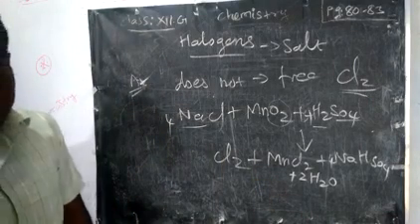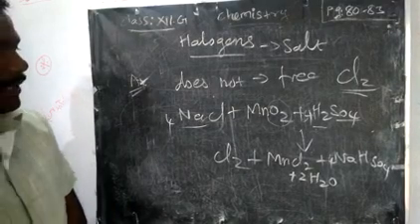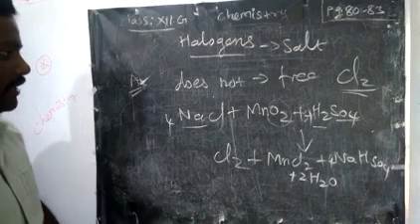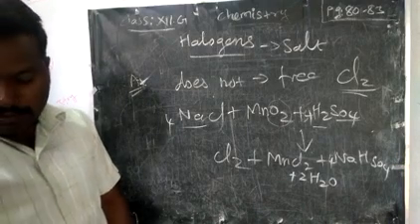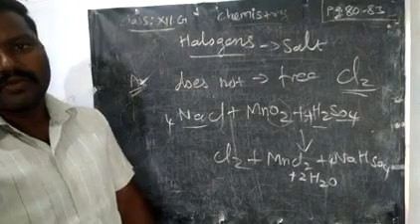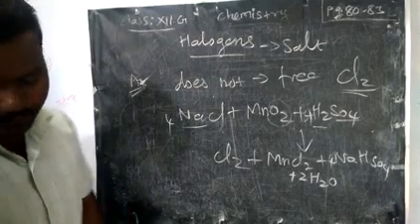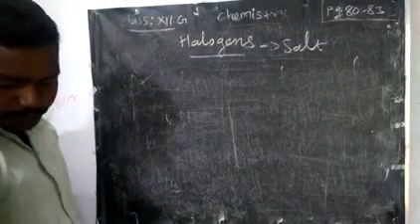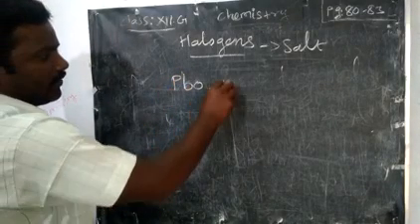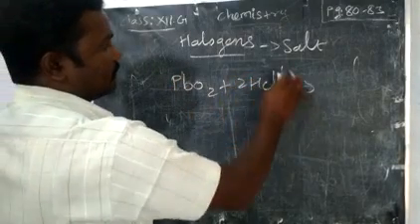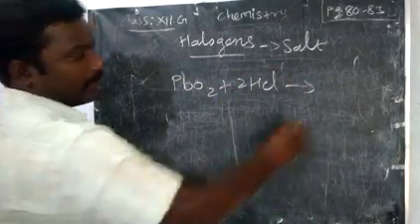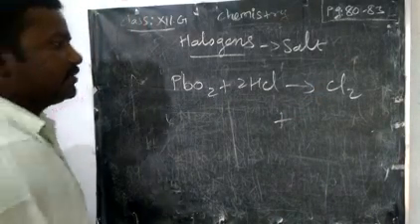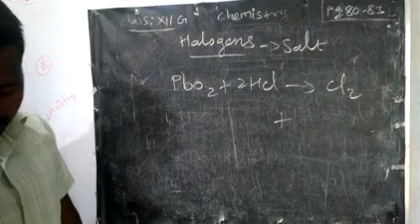This is very important. And then you can prepare it by reacting some other metal oxides like lead oxide with hydrochloric acid. Here various oxidizing agents we can use to prepare chlorine. First, lead oxide, PbO2 with 4HCl. Cl2 we want to remove. So always write the expected product first. It is easy to understand. Then what will be the remaining?